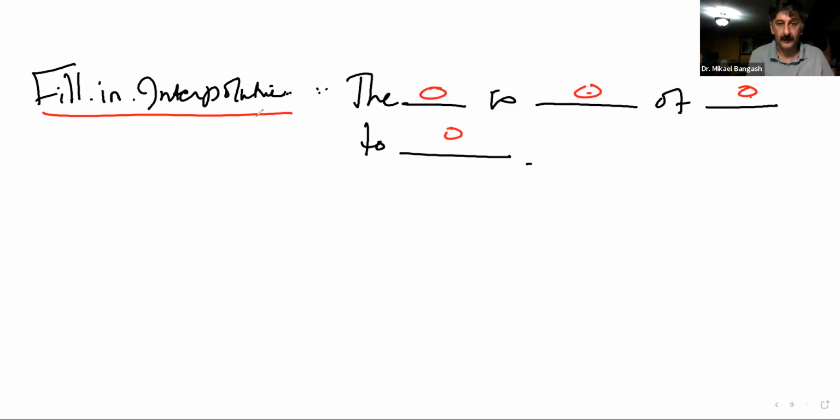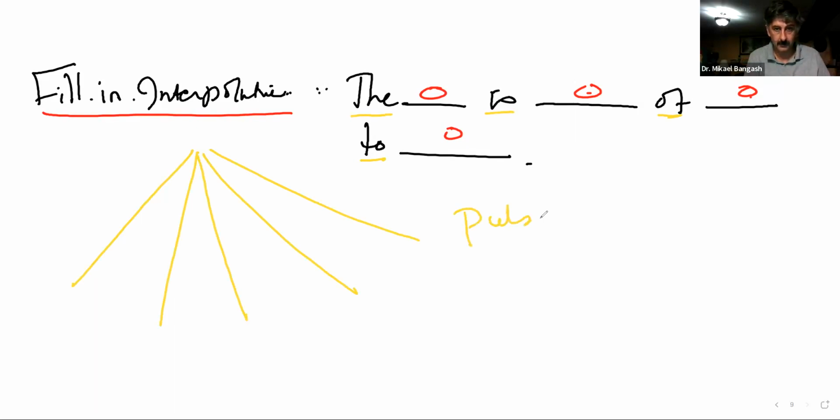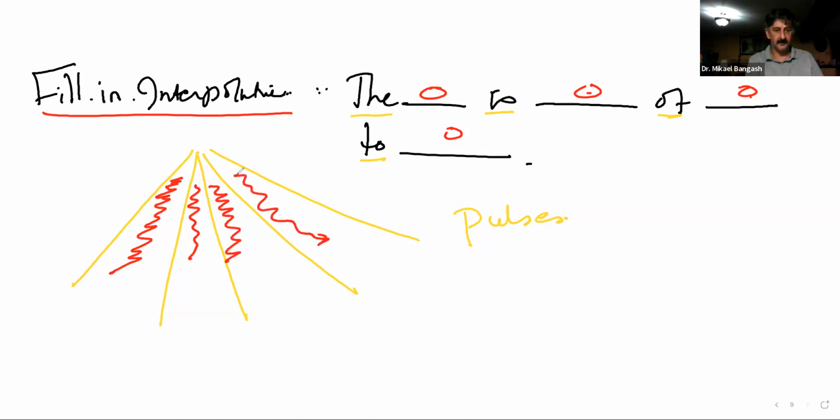Yeah, we mainly can say that these words here in your image are mainly made up of your pulses. So what fill-in interpolation means is that the system actually fills up the space between two consecutive pulses.